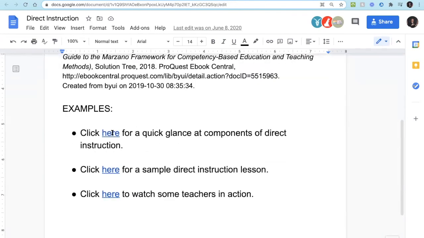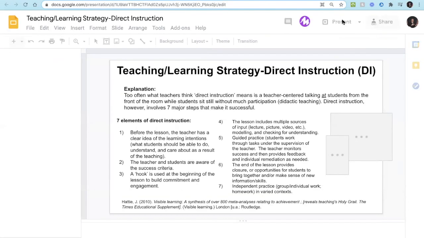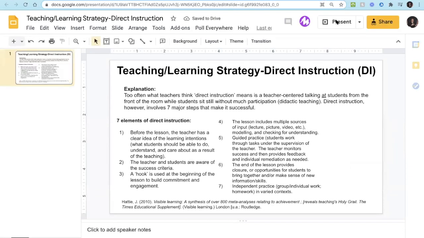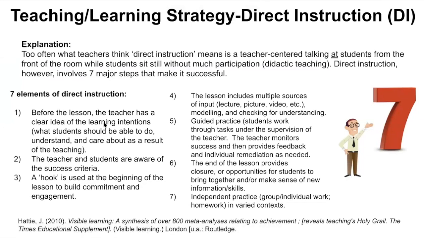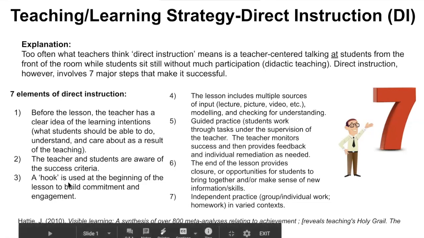And if we click on here, let's see what happens. Yeah, I'm not seeing anything evil. So when I click on this, there are these 7 steps that teachers are actually driving, not students in this case, where before the lesson, the teacher has a clear idea what the learning intentions are. Here are learning goals. This is the direction we're headed. Communicates to the students, and the teacher knows as well what the success criteria is. There's a hook at the beginning to build engagement.